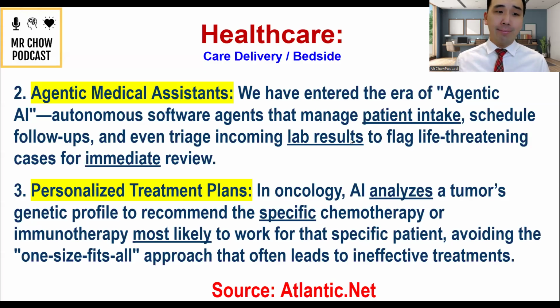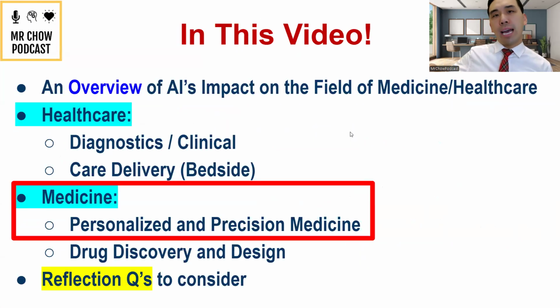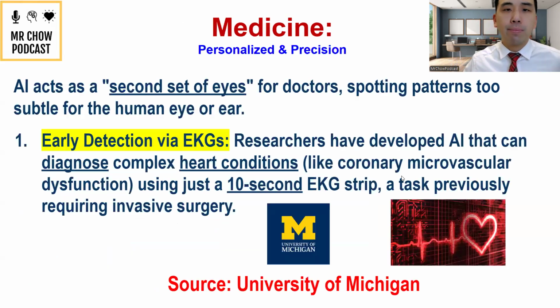Now let's look at medicine. This is really interesting. So we looked at healthcare. Now let's look at medicine, the personalized and precision when it comes to medicine. So AI will really act as a second set of eyes for doctors, spotting patterns that are too subtle for the human eye or ear.